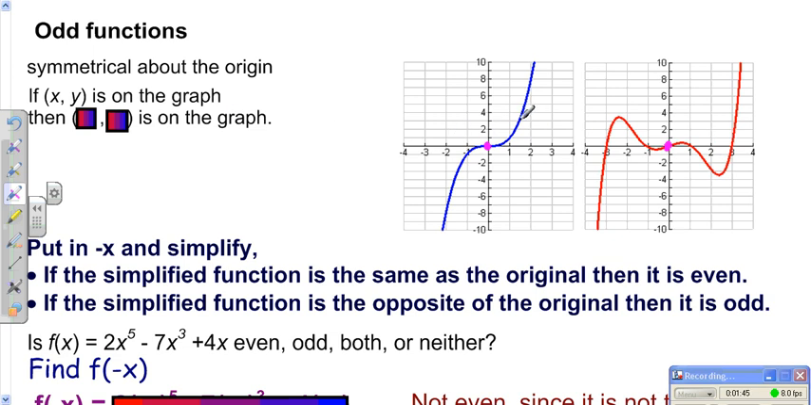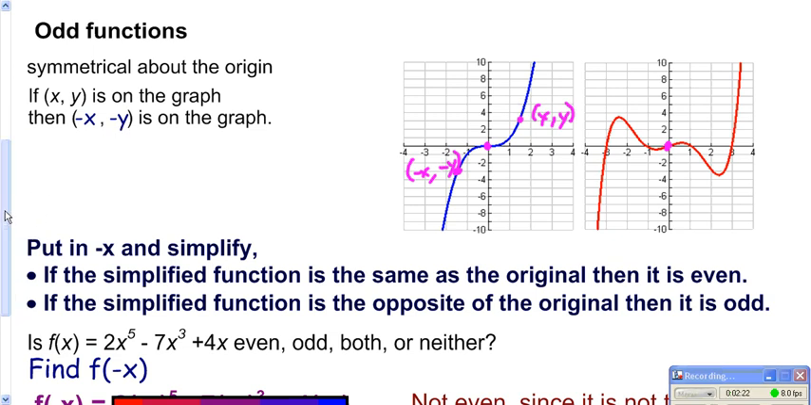So if you have a point here of an x, y, you've got to have its corresponding point over here, which instead of being x units to the right, you're x units to the left. Instead of being y units up, you're y units down. So if you have an x, y, you've got to have the corresponding point negative x, negative y. Basically, if you put in a negative x again, and it simplifies down to be the opposite of your original function, then it's an odd function.